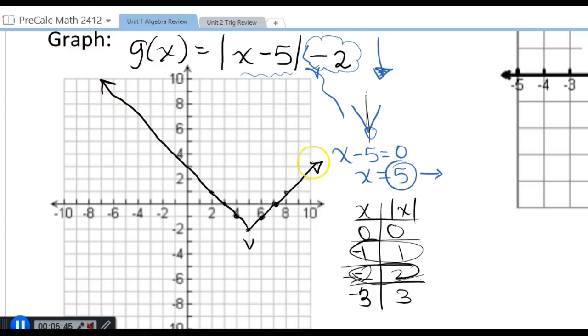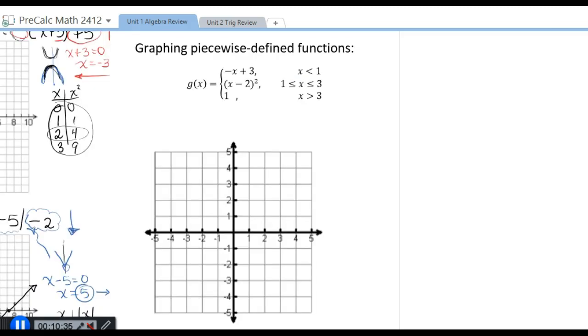And notice I did complete my graph and I made it fill in the entire grid. That's a good habit to get into, so it makes it easier for both you and me to see what you're graphing. Now let's look at graphing piecewise defined functions.